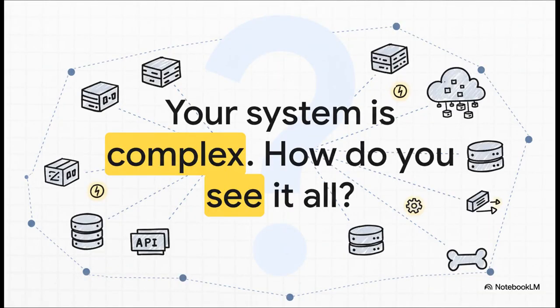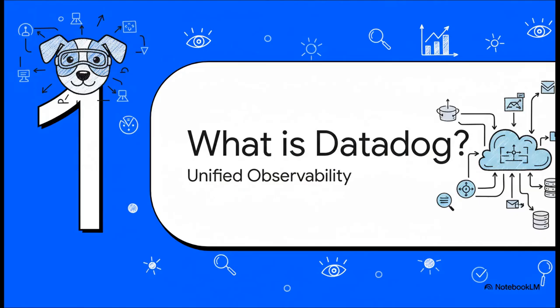Look, your application isn't just one simple little program anymore, is it? No way. It's this huge, sprawling thing with microservices, cloud stuff, databases, third-party APIs. It's a lot. So when something breaks, and it always breaks, how on earth do you even begin to see the whole picture? That's the exact question that leads us to Datadog. So let's really break down what it is and how it gives you that clarity you so desperately need.